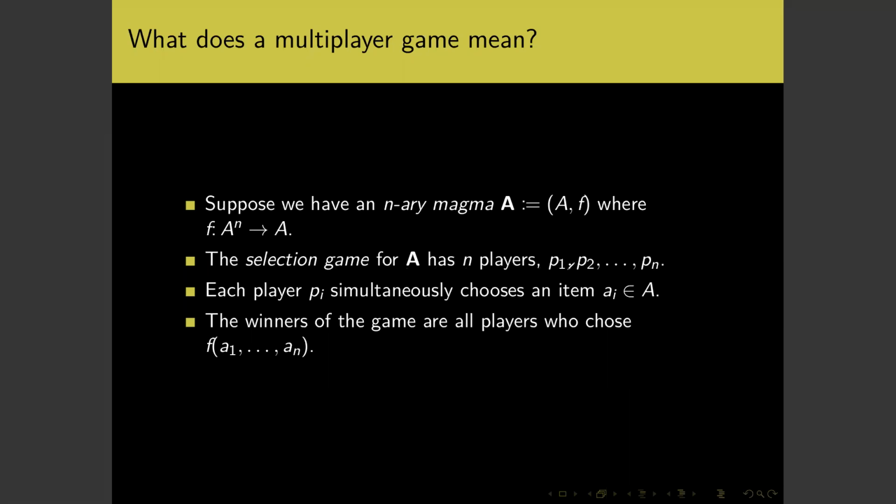This game has n players, say P1 through Pn, and it's important that each player's seat at the table, so to speak, is labeled either 1, 2, 3, up through n. Each player Pi simultaneously chooses an item, Ai, from our underlying set A, from our universe A. And the winners of a round of this game are all the players who chose f of A1 through An. So it's possible that no players at all win, or that there's a three-way tie out of 17 players, or any other such thing. Okay. So that's a pretty general concept, but I want to keep it in mind as I talk about magmas interchangeably with games.